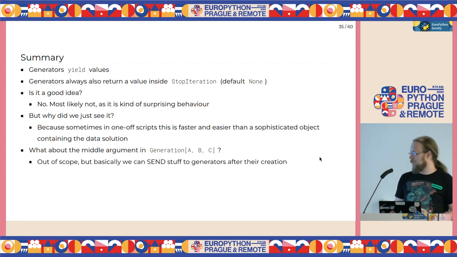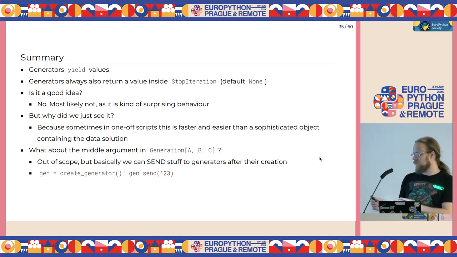The middle argument I already talked about allows us to really send stuff into the generators and maybe adjust the behavior, for example. And obviously it's a little bit out of scope, I would say, but still I wanted to show it because that would have been the first question I might have asked if I had seen it.